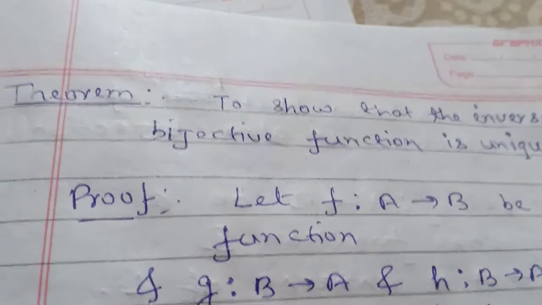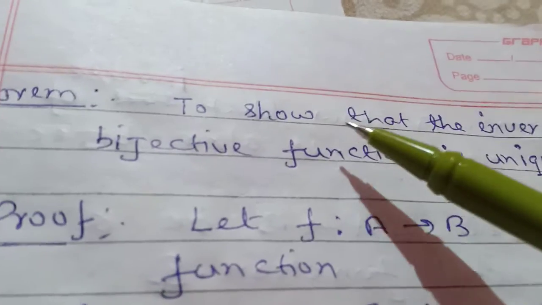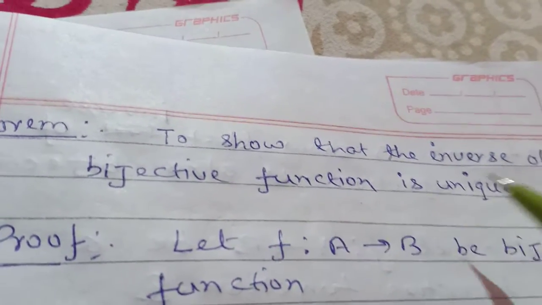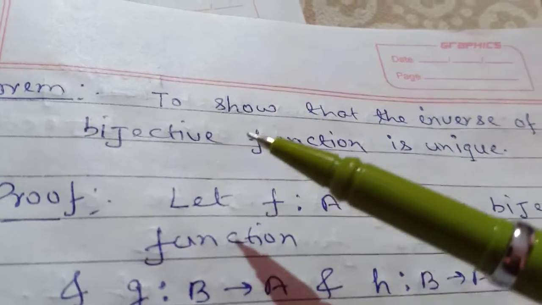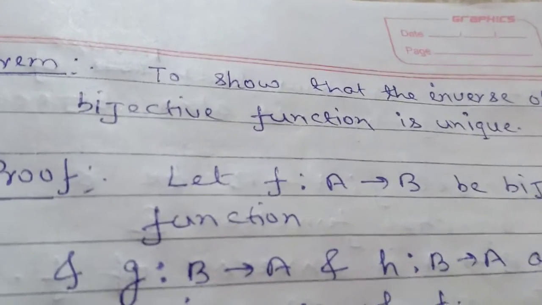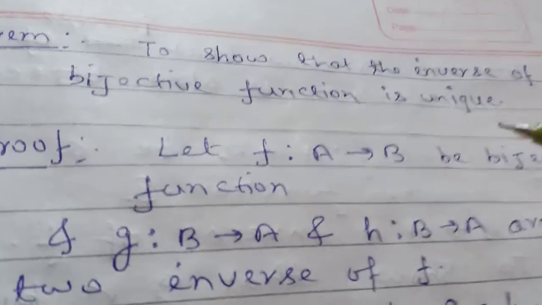Students, we have to prove some theorems of a function. The theorem is to show that the inverse of a bijective function is unique. Here we have to show that the inverse of a bijective function is unique. We know the bijective function: a bijective function means the function that is 1-1 and onto.